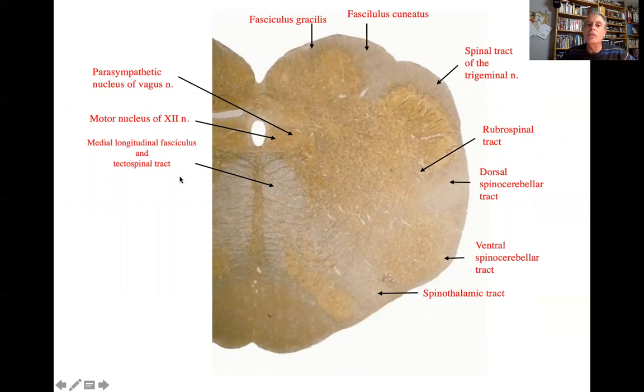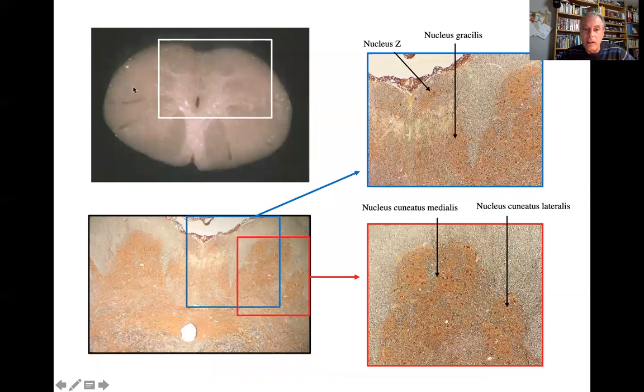And again, do not forget about the medial longitudinal fasciculus and now the tectospinal tract located here. The pyramids and the olivary nucleus, and lateral to it, the spinothalamic tract. Okay? So now we are approaching a very specific area. It is the decussation of the pyramids. Very important. But before, we are going to talk about this area on top of this section, right?